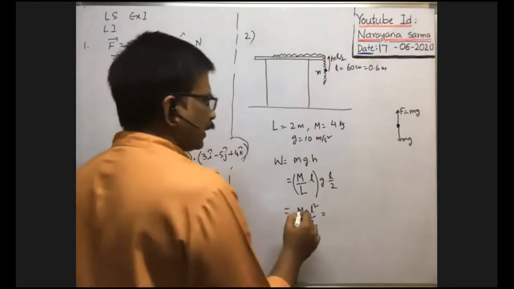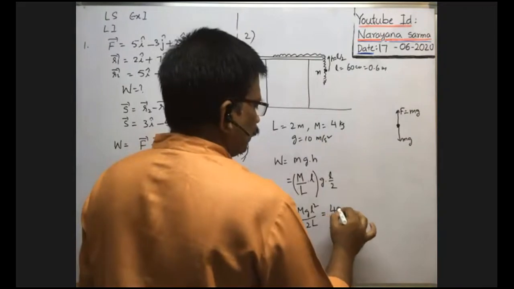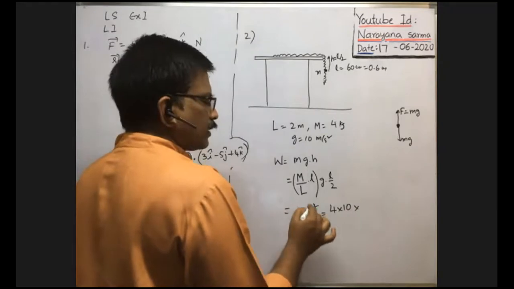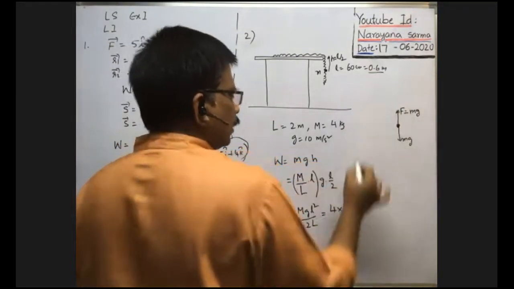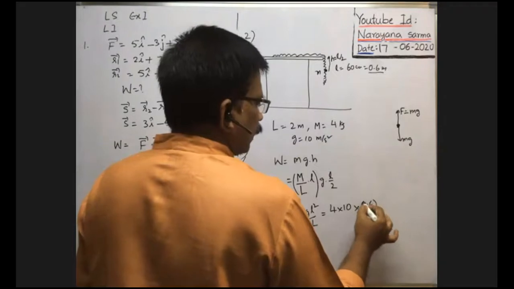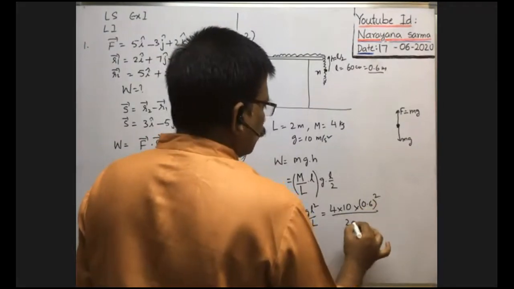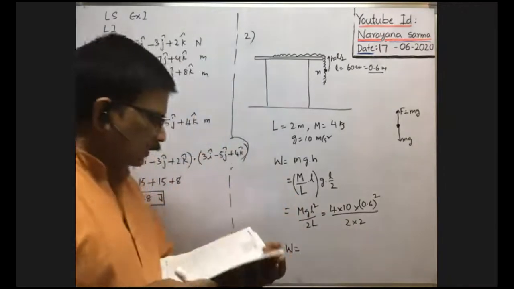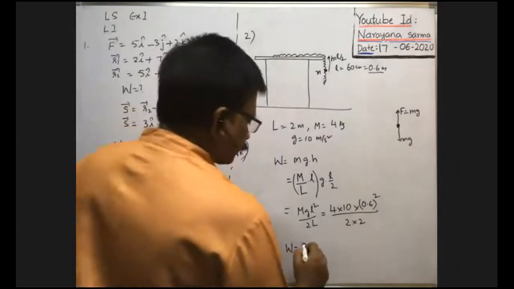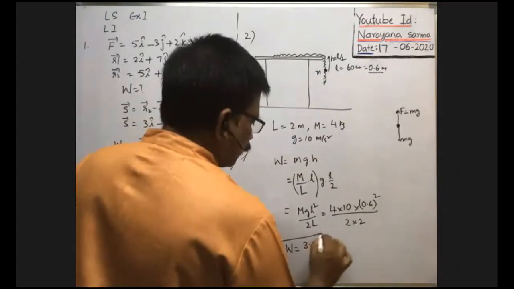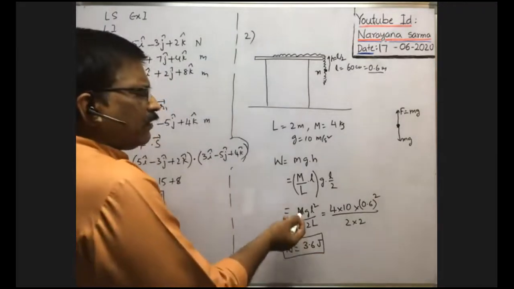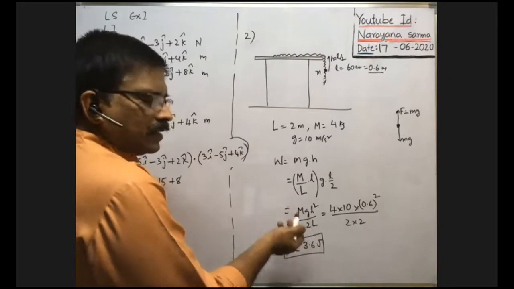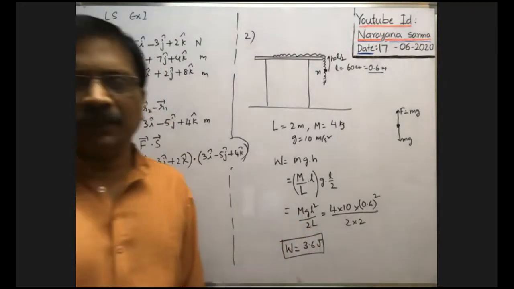Now we substitute the data. Capital M means the mass of the entire chain. g is given as 10, into the length of the hanging part. As we are substituting all data in the SI system, small l must be in the SI system. That is 0.6, no? So 0.6 whole square by 2 into the total length of the chain, that is 2. When you simplify, you will get work done equal to 3.6 joule. 3.6 joule. So in this way we have to do it. If you know the formula directly, W is equal to M g l square by 2L, then we can do it directly also. Okay.